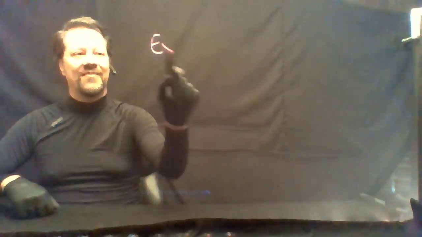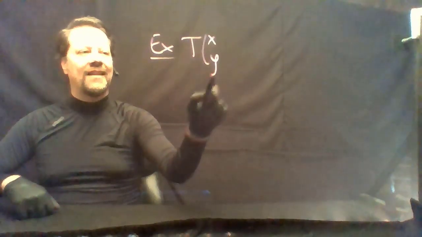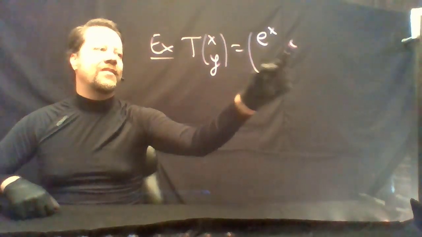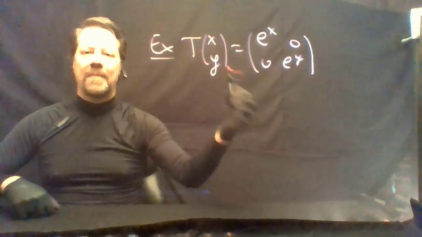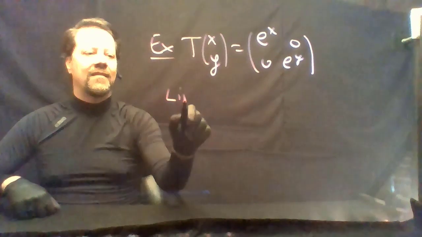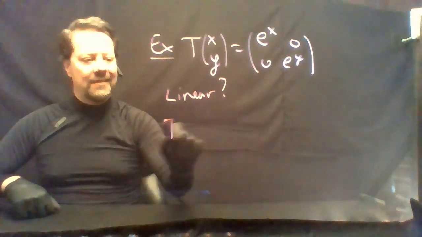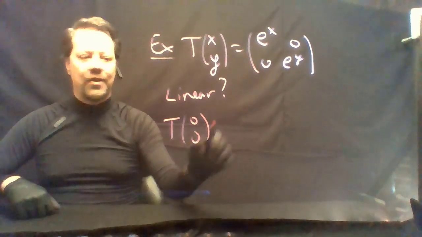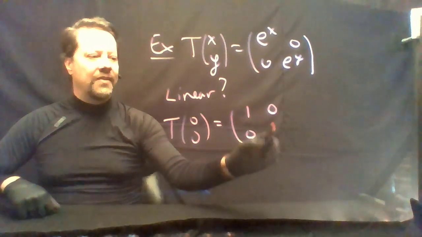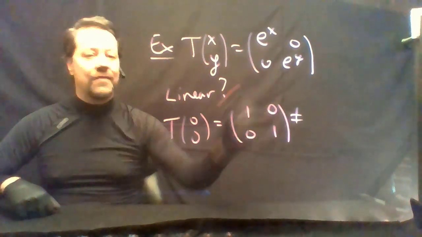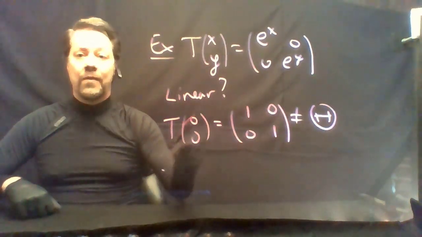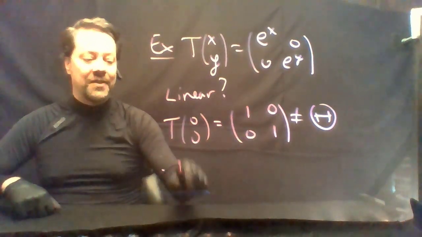As a quick example, suppose T of (x, y) outputs something in the vector space of 2 by 2 matrices: the matrix with entries e to the x, 0, 0, e to the y. Is this a linear transformation? Well, if you take the 0 vector in the domain space, you end up with e to the 0, which is 1. And that is not the 0 vector in the vector space of 2 by 2 matrices. Therefore, we deduce that this is not a linear transformation.